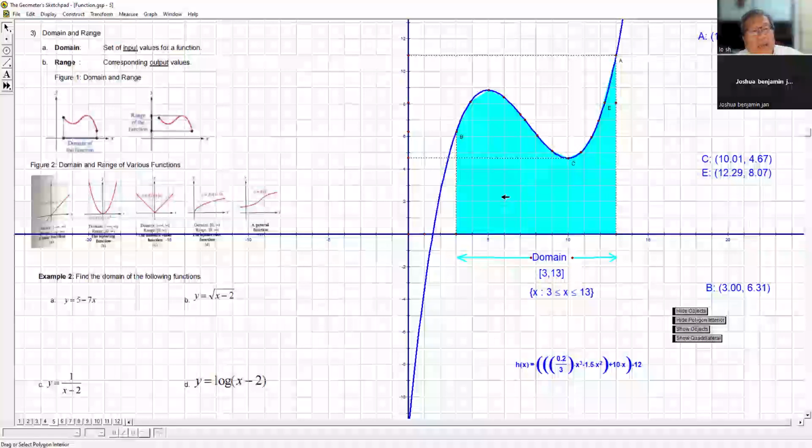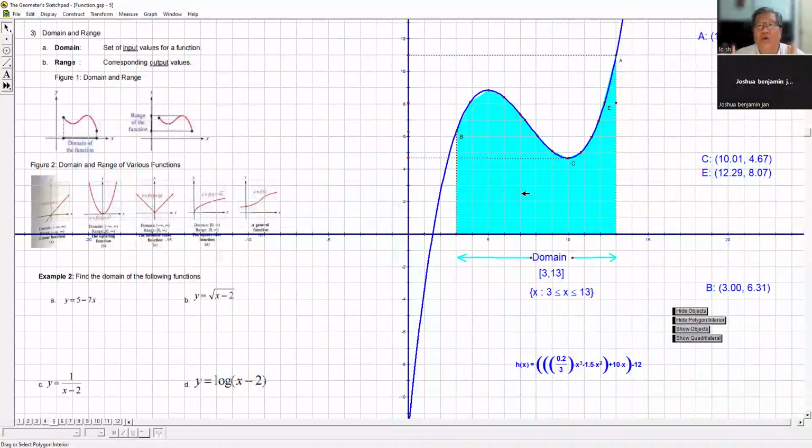It is not the blue color. The blue color is to show you I project up from the domain. The blue color is actually referring to the x value of this curve from 3 until 13. Okay? It's not the area here. The area here is not the domain. The domain is the value of x from this point until this point, and the value of x is here, 3 to 13.